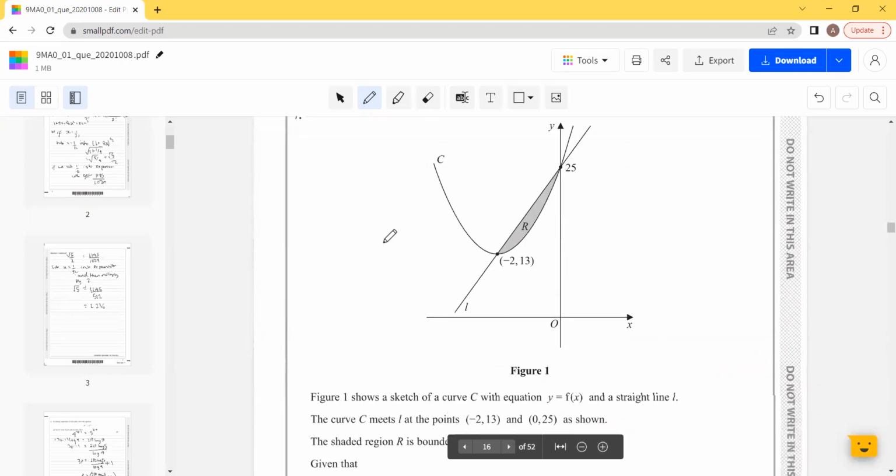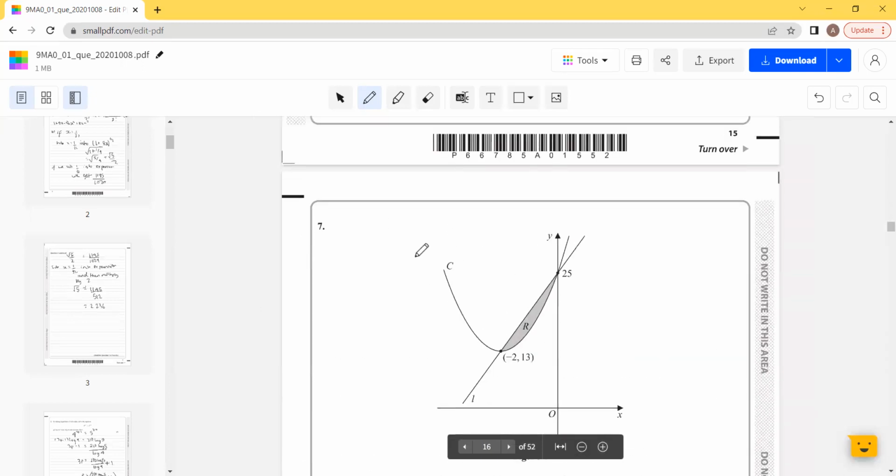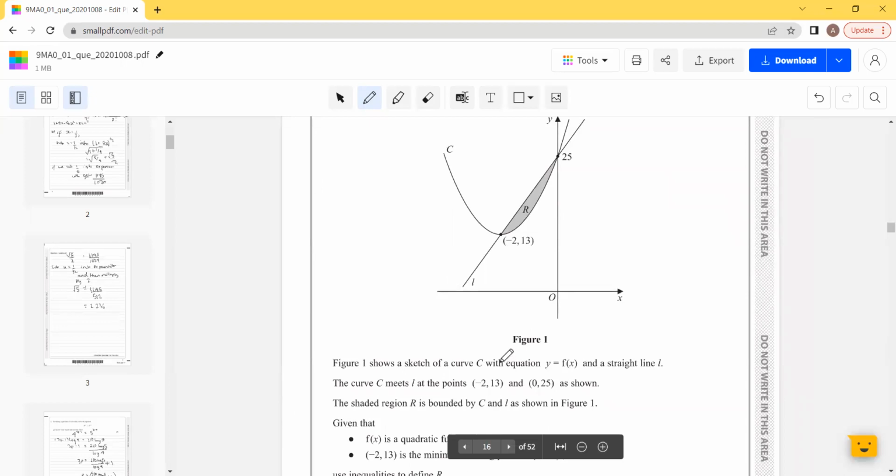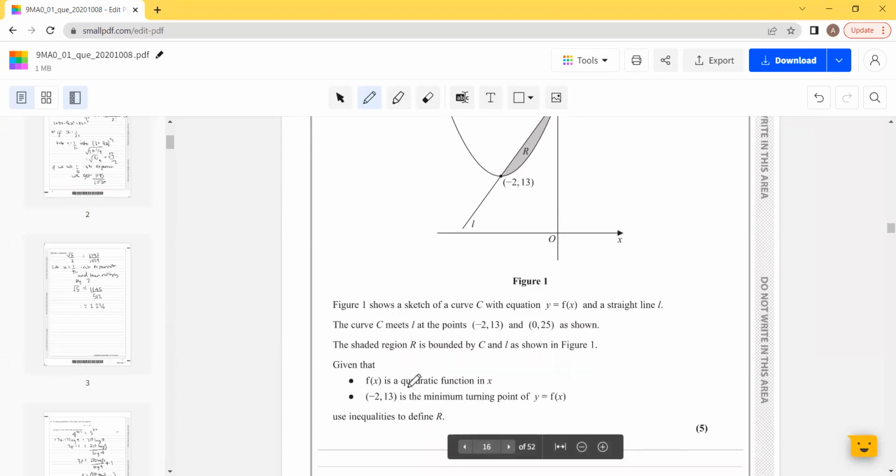Now, question 7. Figure 1 shows a sketch of a curve C with equation y equals f of x and a straight line L. The curve C meets L at points (-2, 13) and (0, 25). The shaded region R is bounded by C and L, as shown in figure 1. Given that f of x is a quadratic function in x, and (-2, 13) is the minimum turning point of y equals f of x, use inequalities to define R.